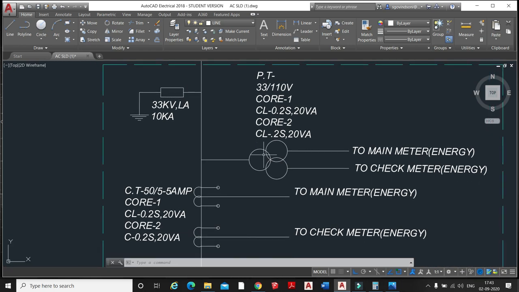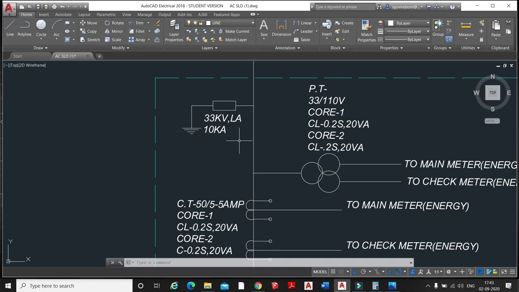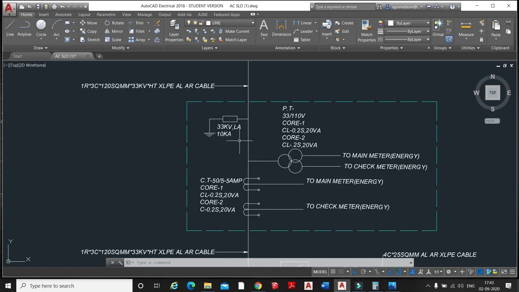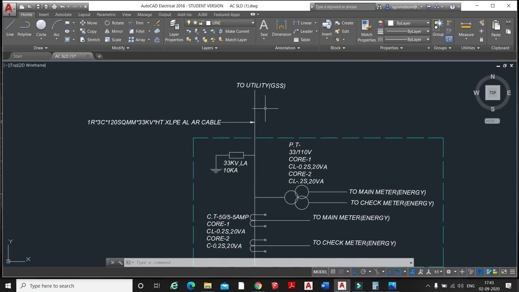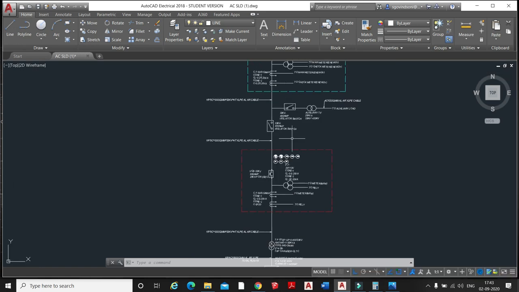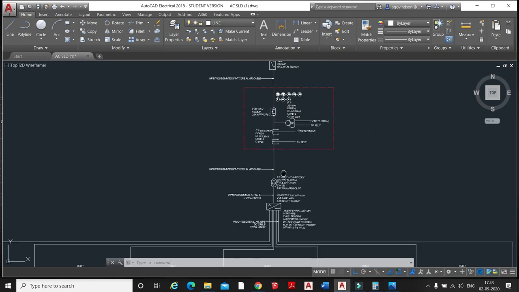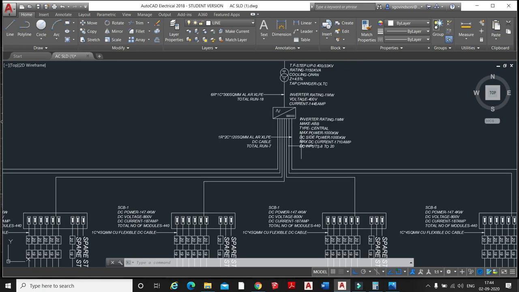Same as this is your potential transformer. There are two cores, and both cores are used for metering purpose. The class is 0.2s, 20 VA burden, and this is your lightning surge arrestor used to protect your power plant from lightning. And finally your power is fed to the utility grid, GSS. So this is the basic idea about your 1 megawatt power plant, how we design the single line diagram. Thank you.